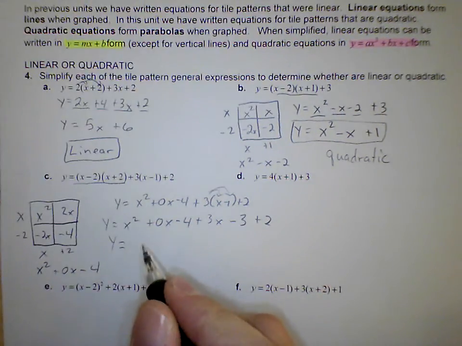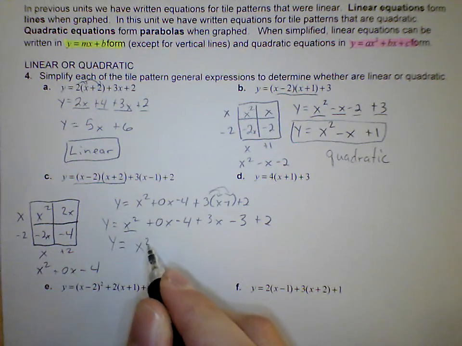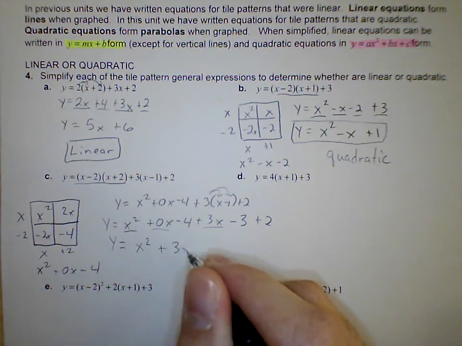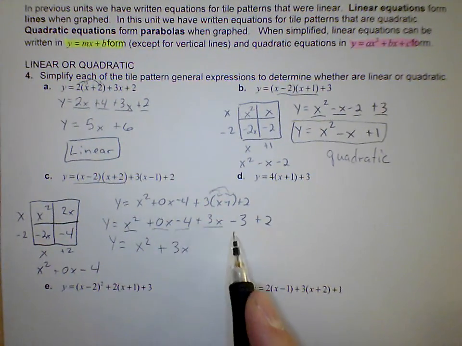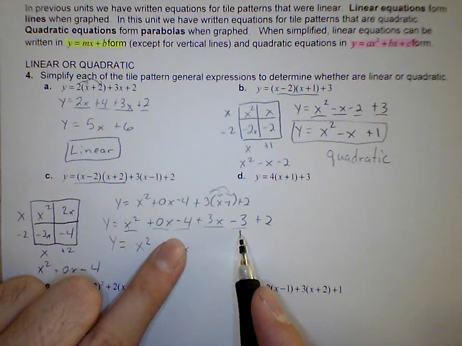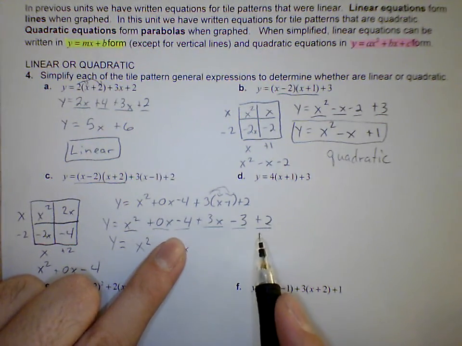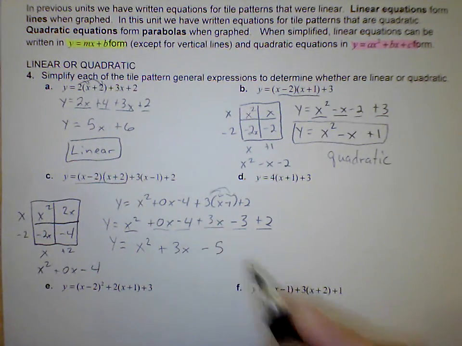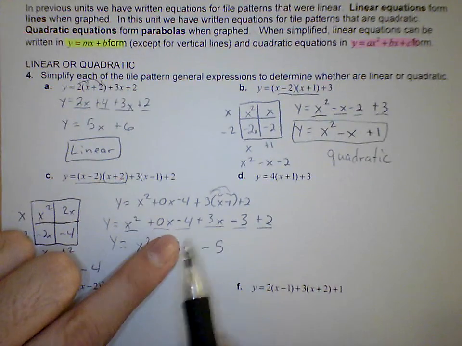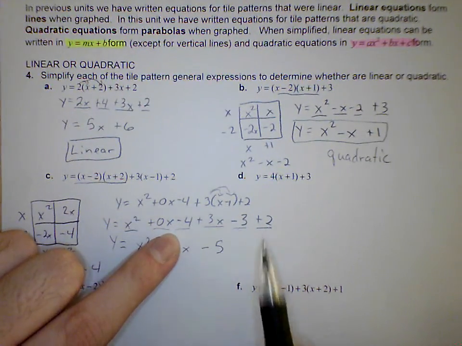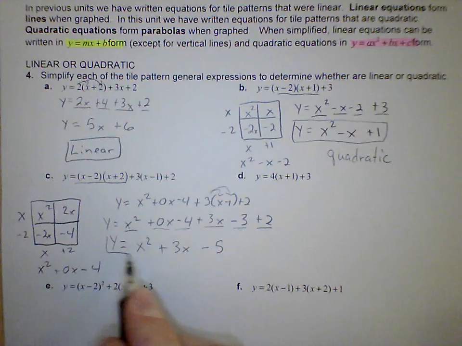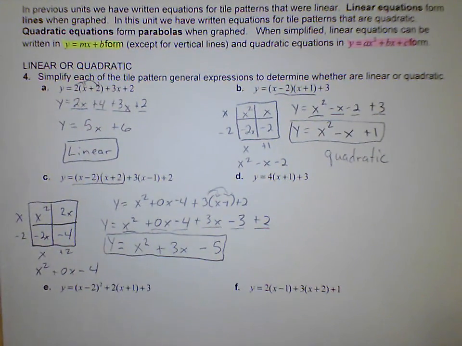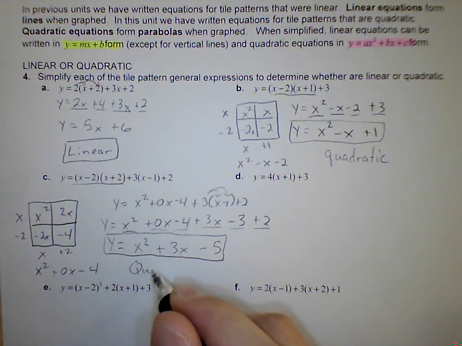So y equals x squared. So we've got 0x plus 3x, so that'll be plus 3x. And then negative 4 minus 3 is going to be negative 7. And if we add 2 to that, it'll be a negative 5. And definitely feel free to punch that into your calculator, negative 4 minus 3 plus 2, if you have a hard time doing that in your head. Okay, so does that look like it's going to be linear or quadratic? It is quadratic.